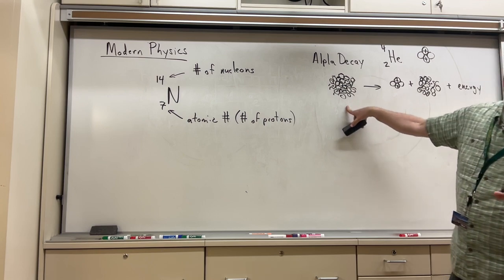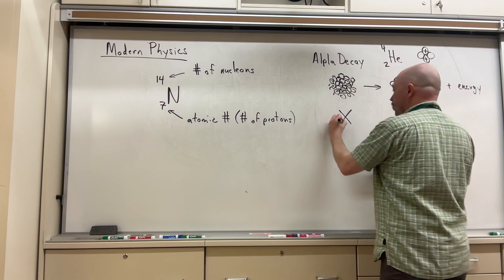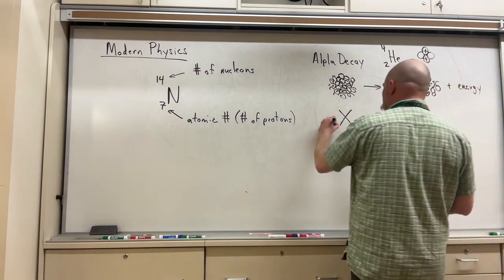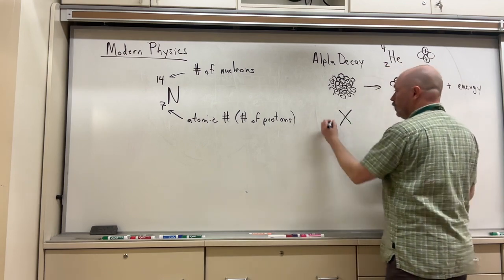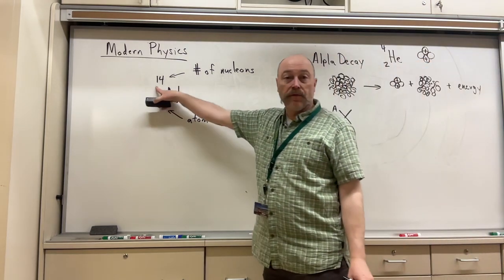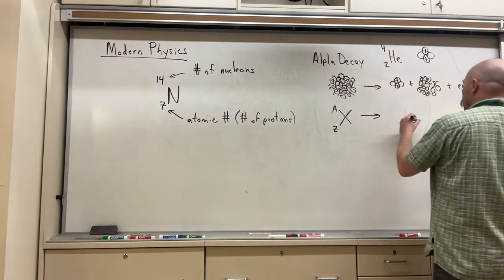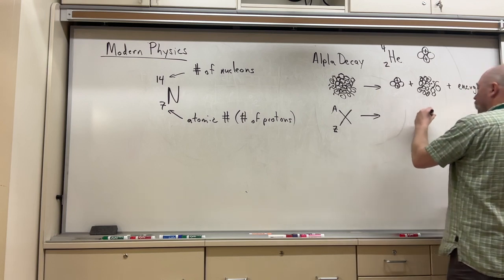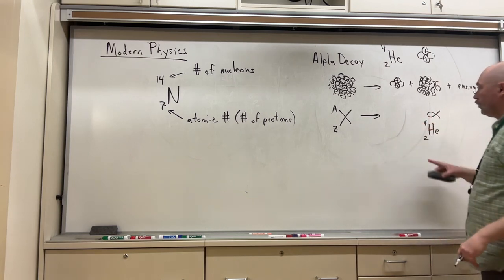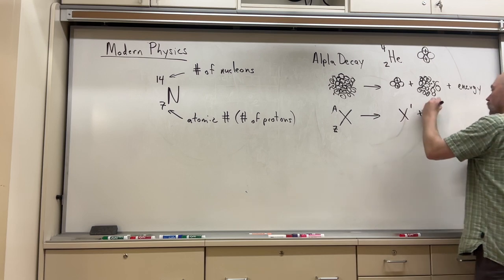So if this is my original element, which sometimes you'll see as just random element X, it has a random atomic number of Z. It has a random atomic mass of A. Remember, atomic mass is the number of nucleons. If it decays, you are going to get this helium, like an alpha particle, which is really this. Well, that means this new element here, I'm going to do it like this.